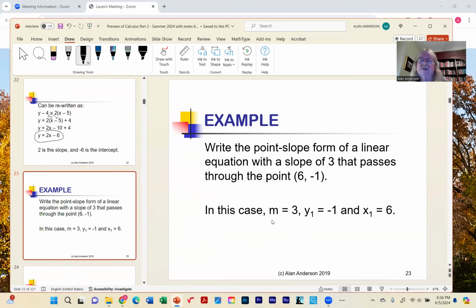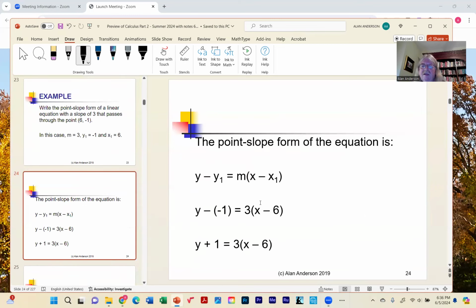We can use that information to come up with the equation of the straight line, both in the point slope form and in the slope intercept form. So how do we do that? All right, well, again, this is the point slope form. So we were told that y1 is -1, x1 is 6, and the slope is 3.